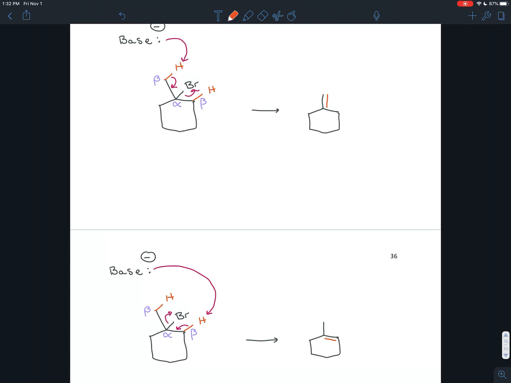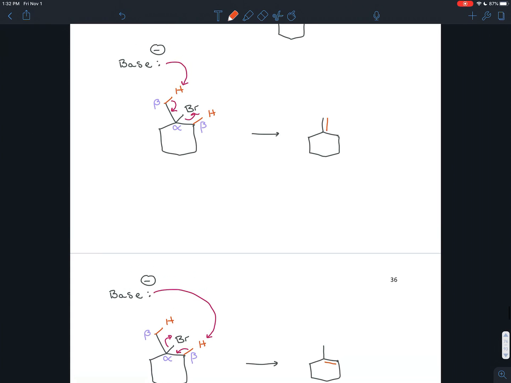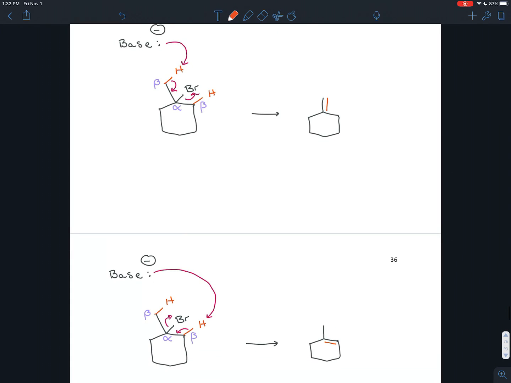Well, how do you know? Why would a base prefer one of these hydrogens over another? And that has to do with crowding. So let me erase these details, and let's look at the crowding around these hydrogens.